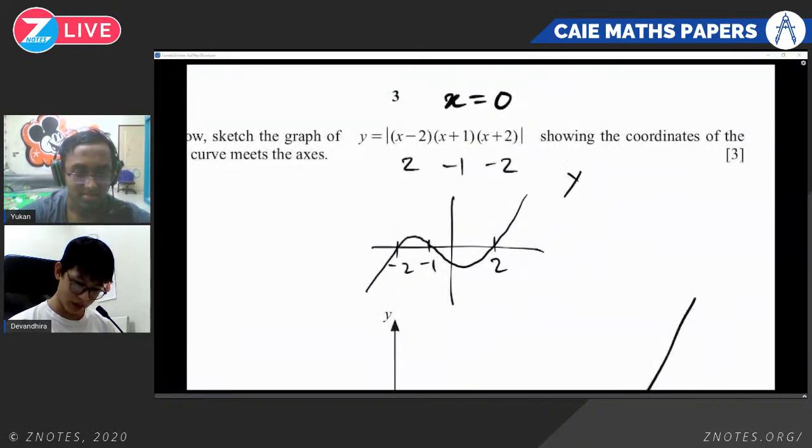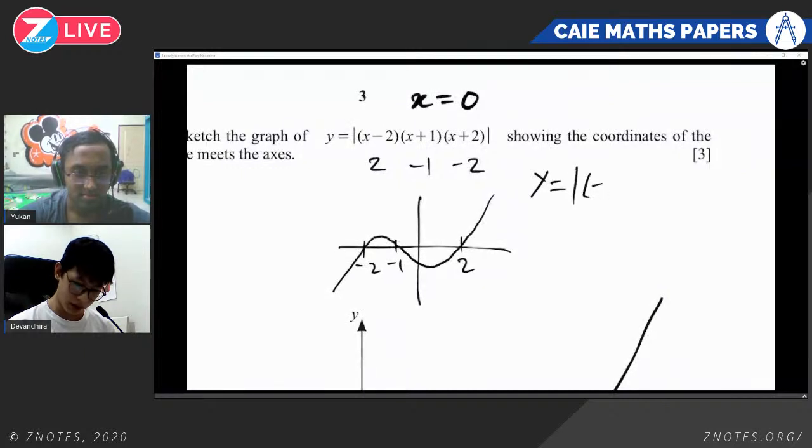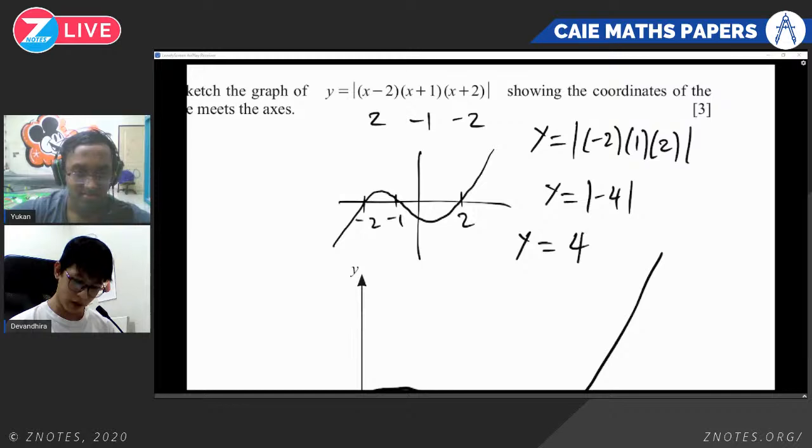Okay, so as Yugen said, we have to let x become 0, is that correct? Yeah. All right, so let's let x become 0 here, and we'll find the product. So we have -2 times 1 times 2. This is y is equal to -4, absolute value, which is just 4, right?